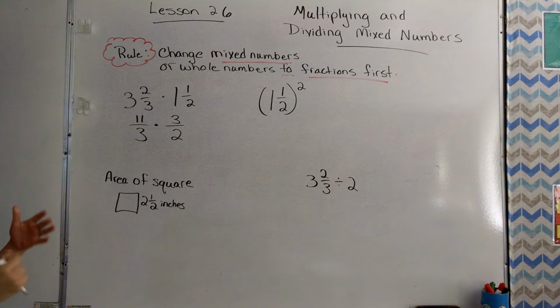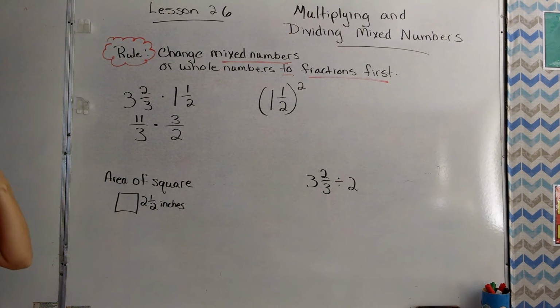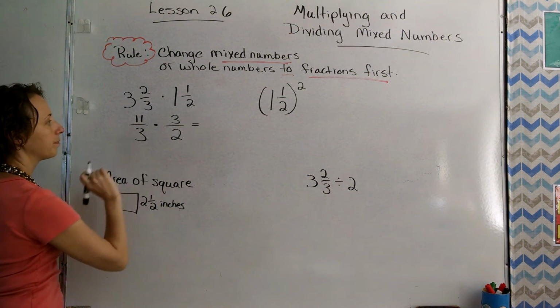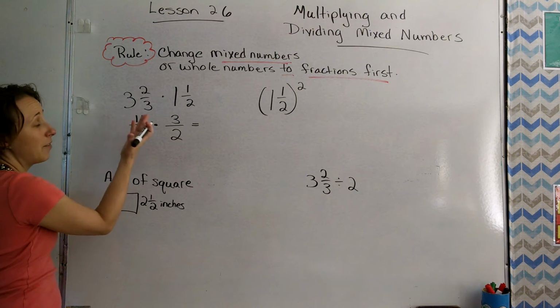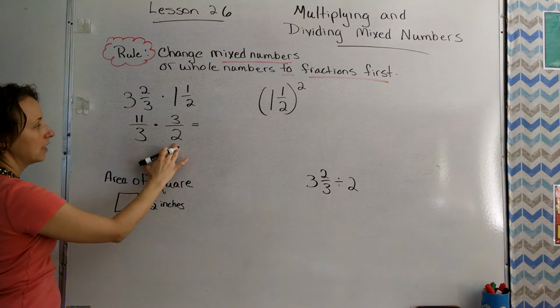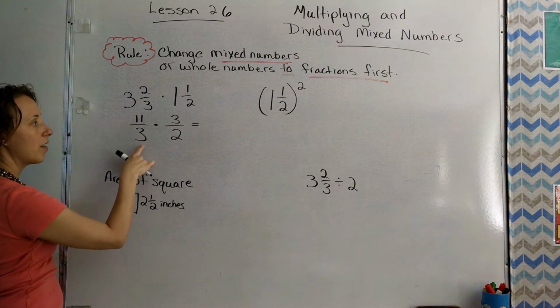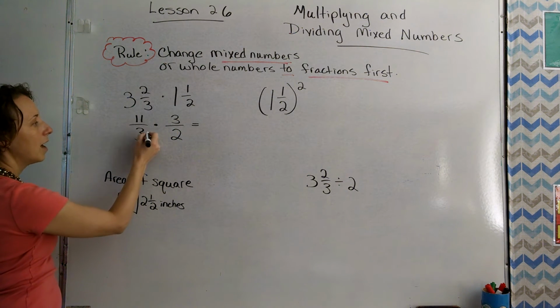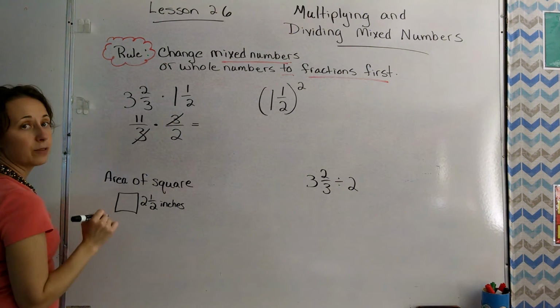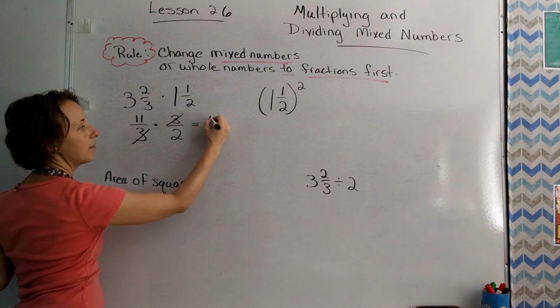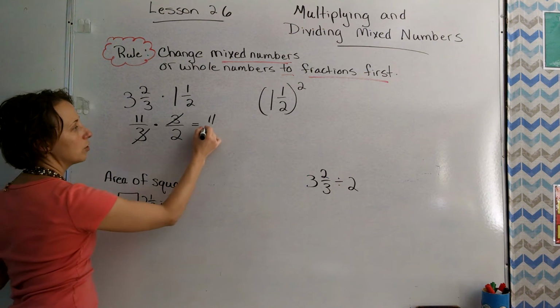Excellent. Now I've got a multiplication problem. I want to reduce before I multiply. Let's see what I can cancel out of the top and the bottom. I have 11 here. 11's prime, I won't divide by anything. I have 2 here, there's no 2 on the top, but I do have a 3 on the top and on the bottom. I can cancel out the 3's before I multiply. Now, 11 times 1 is 11. 1 times 2 is 2.